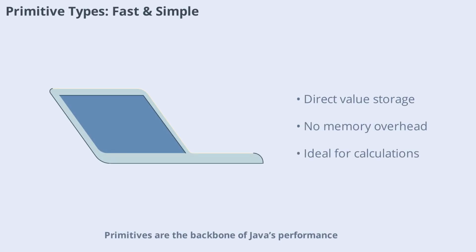Primitives are the backbone of Java's performance. Because they store values directly in the stack, accessing and modifying them is lightning fast. There's no overhead of looking up an address or managing complex memory. This simplicity is why primitives are used for basic data and calculations. When you need speed and predictability, primitives are your best friend.